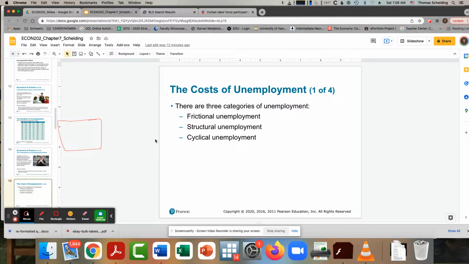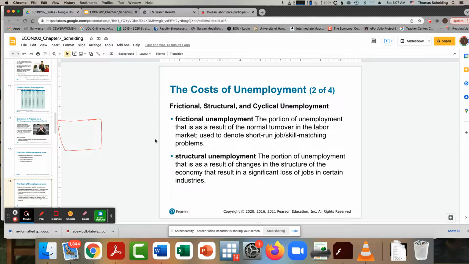So the government, and even other bodies within the government, do spend a great deal of time looking at why people are unemployed. And based on why people are unemployed, they have different levels of concern. There are three kinds of unemployment: frictional, structural, and cyclical. Depending on the kind of unemployment you have, the government would have to have a different kind of policy to try to help an individual get out of that unemployment. So let's look at the definition of each of these.